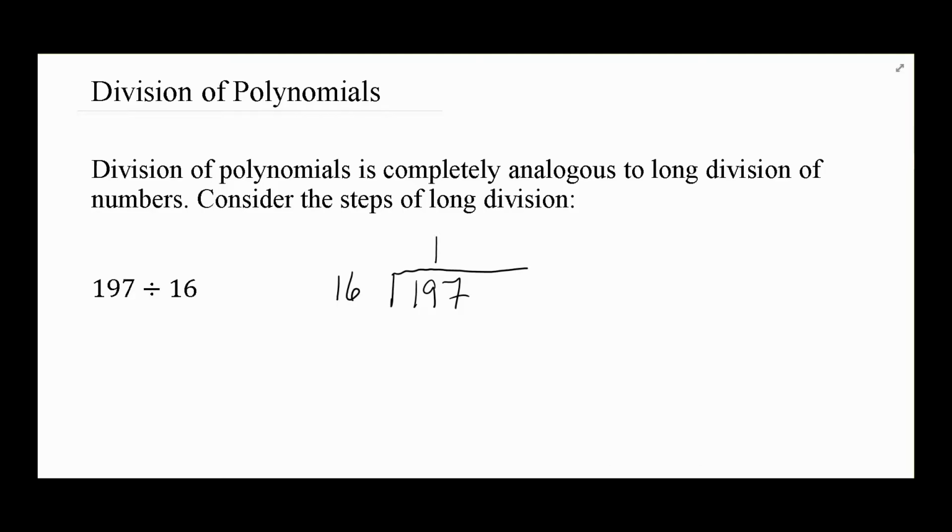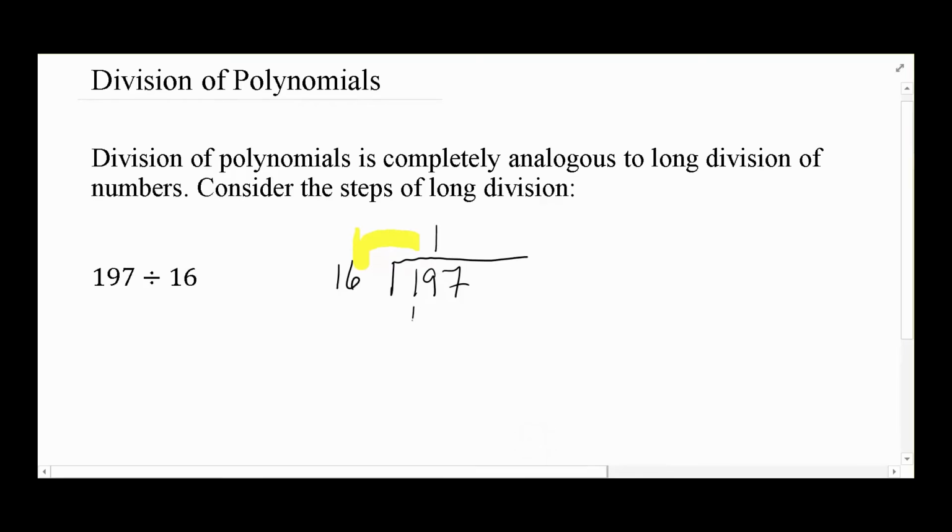Then on the outside, we multiply those two numbers together. We multiply 1 and 16 to get 16, and then subtract. 19 minus 16 is 3. Once we have that, we basically start over. We have this 3 left here. Drop the 7 down, and we have 37. And we start over: how many times does 16 go into 37? 16 goes into 37 twice.